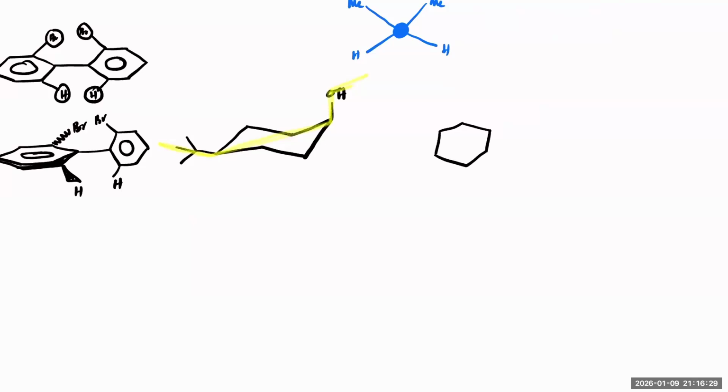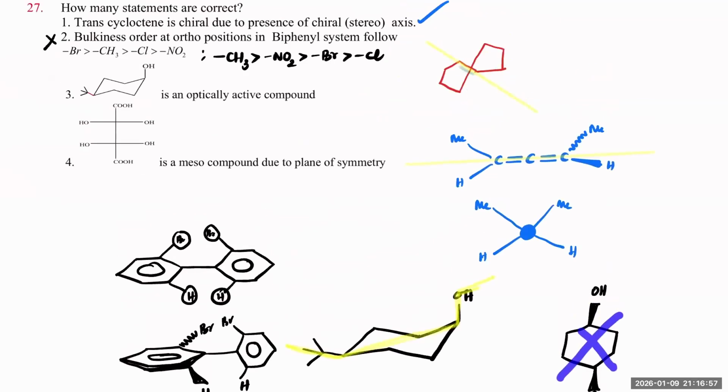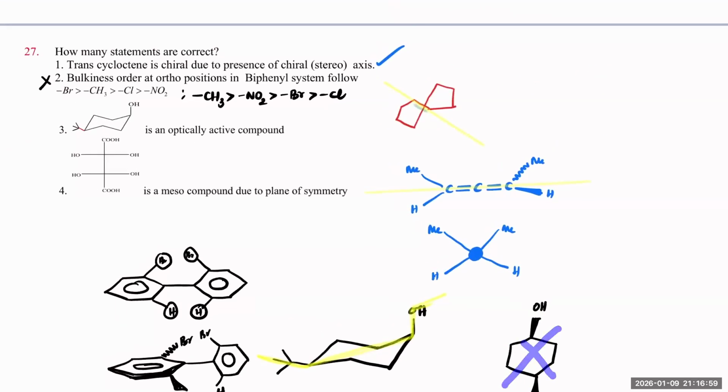You can put it like this in this structure. Obviously it's difficult to view from that angle. So I can say here OH is coming out of the plane, and the methyl is also like this. Now you can see there will be one plane of symmetry, so therefore this will not be optically active. Clear?